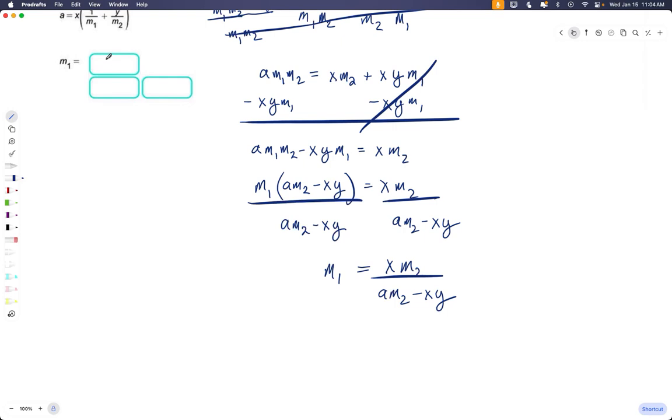That's what you're going to write. X, M subscripted 2 over A, M subscripted 2 minus XY. Okay, it's not so hard. You've got to think about the fact that M1 is different from M2. They're not the same variable. Those are not exponents. They are separate terms. Okay? And that's going to be your solution.